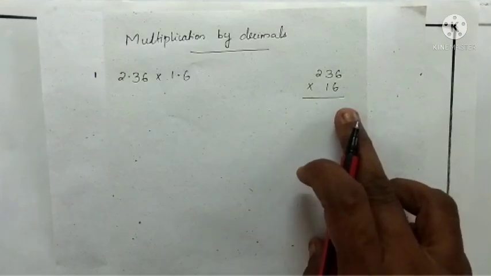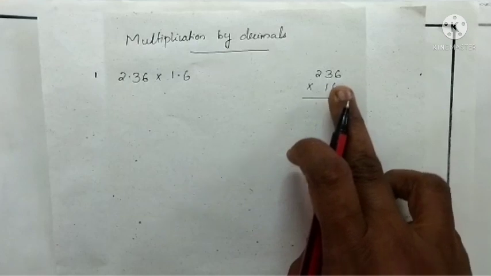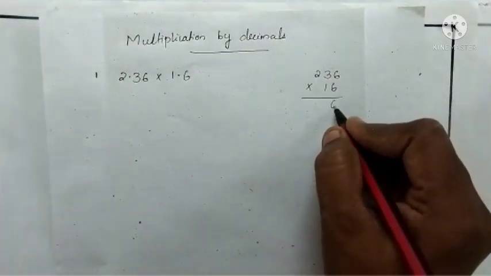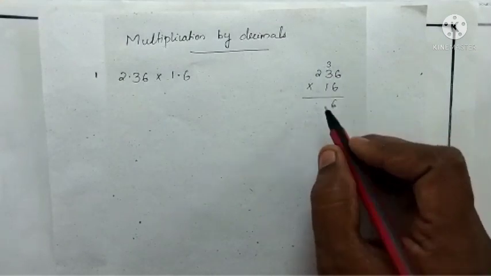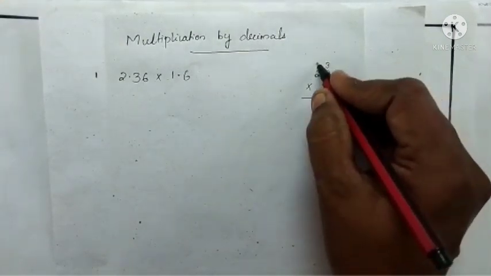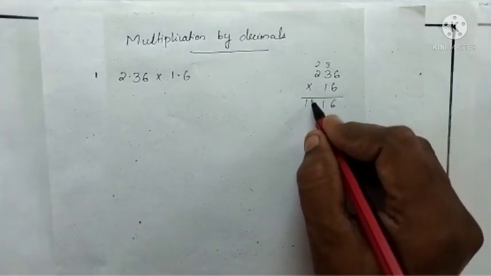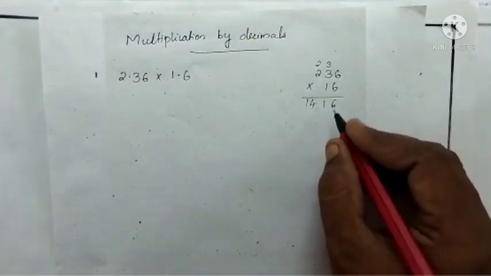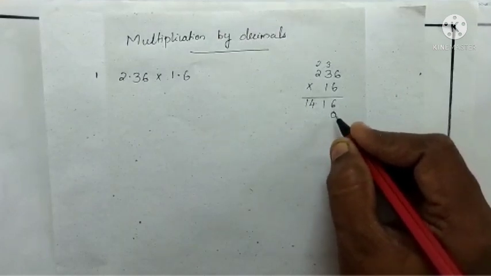So, in the usual way, we have to find out the product. 6 6s are 36, 3 carry over. 3 6s are 18, 18 plus 3, 21, 2 balance. 2 6s are 12, 12 plus 2, 14. So, next move to the next place. Before that, we put the 0 in the first place.